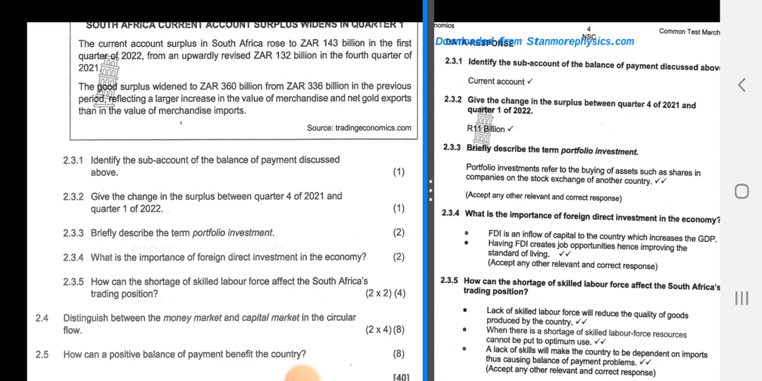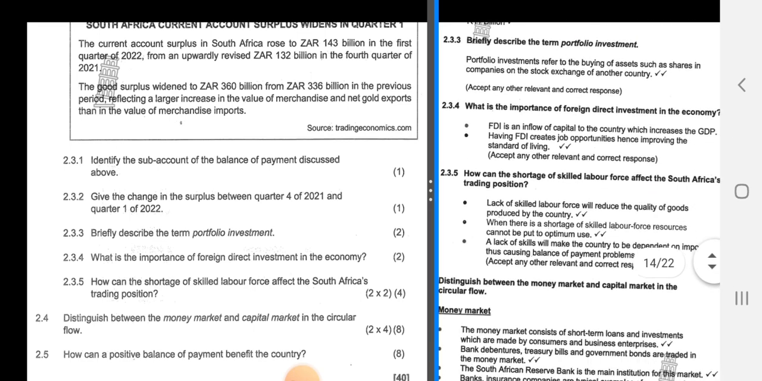Having foreign direct investment creates job opportunities, hence improving the standard of living, or any other relevant answer as long as it talks about the benefits of foreign direct investment.